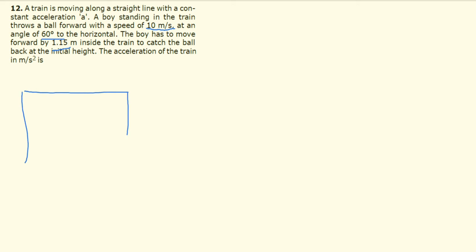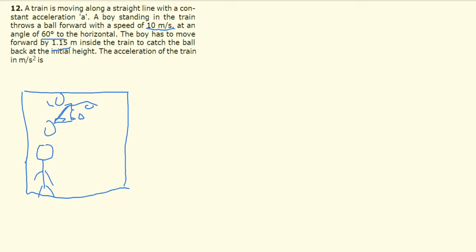So suppose I consider this as a train, and there is a boy standing on the left hand side of the train. He throws a ball which will perform a projectile motion at an angle of 60 degree. Initial velocity is equal to 10. It performs the projectile motion and returns to the same height. Now the train is accelerating by an acceleration a which is unknown.